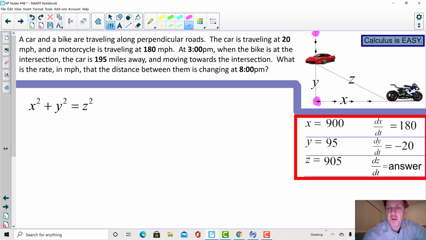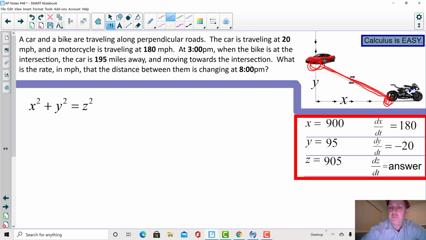So at 8 o'clock, the car has moved to this position and the motorcycle has moved to this position. At 3 o'clock, the motorcycle's here, and during 5 hours, the motorcycle ends up over here at 8 o'clock. The car starts here at 3 o'clock and travels here over a 5-hour period and ends here at 8 o'clock. So the picture that we're looking at is at 8 o'clock. And at 8 o'clock, they want to know what rate the distance between them is changing.